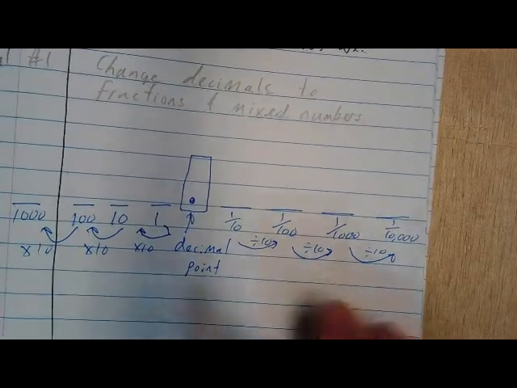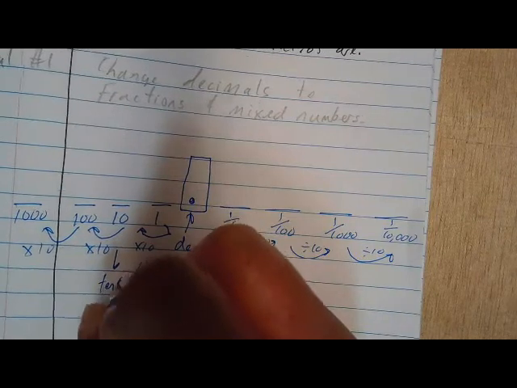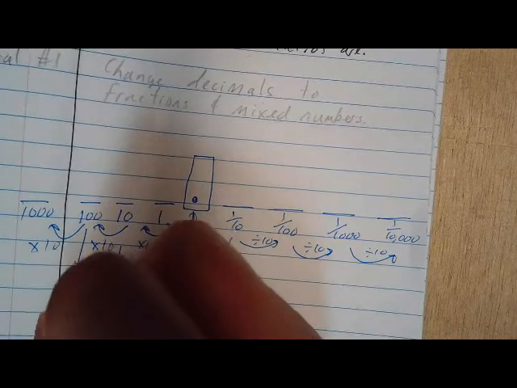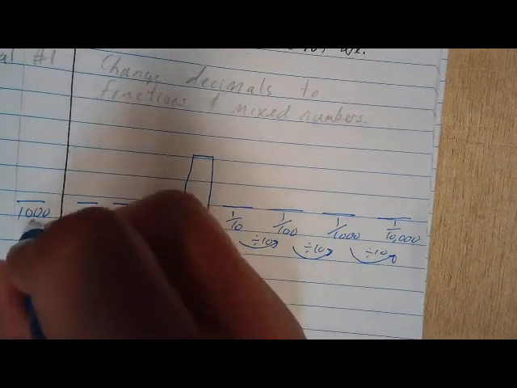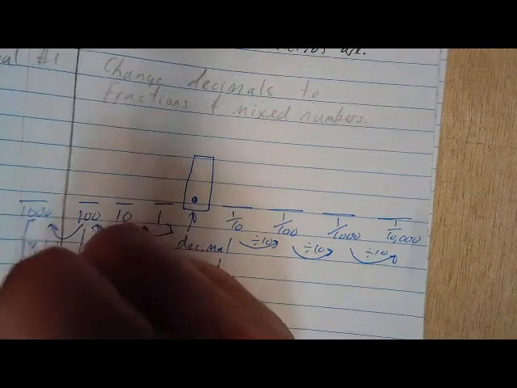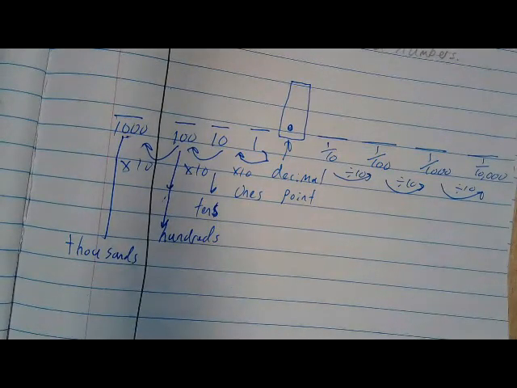Okay? So, I'm going to write the words. This is the ones. This is the tens. I was going to write tenths. Can you believe that? And this is the hundreds. And since I went all the way to thousands, let me add that too. You really can't see it, but there it is. Thousands.